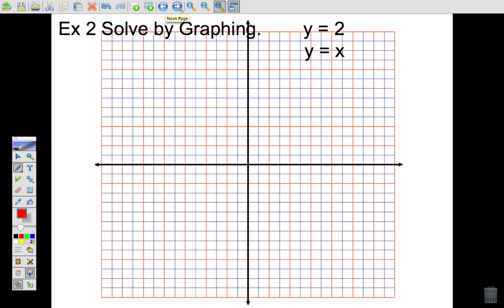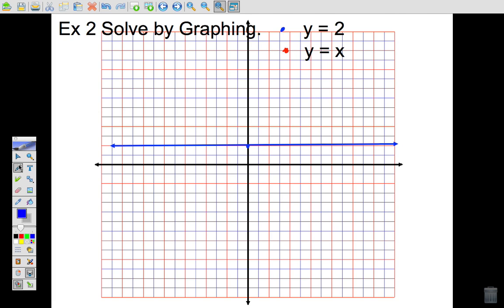Okay, let's do another one. Again, I'm going to do the first one in blue and the second one in red. Now in the blue one here, y equals 2. That's easy, right? There's not an x involved, so it's just simply going to cross the y-axis at 2. And it's going to be completely horizontal. So it's going to look something like that, right? So that one was easy.